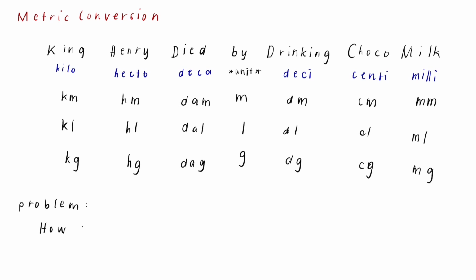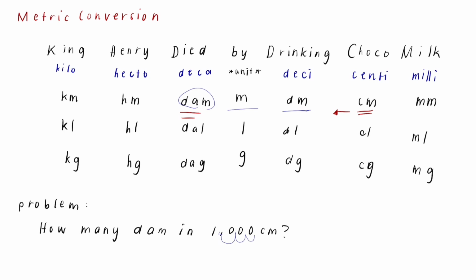So here we have our problem. How many DAM in 1000 cm? So first we locate where cm is, which is the given, and then locate where DAM is, which is what is asked in the problem. We then count how many places from the cm to DAM. We get 3 places to the left, which means we move 3 decimal places to the left and we get 1 DAM.